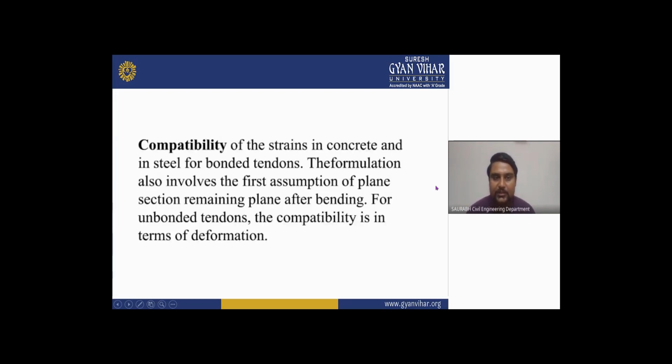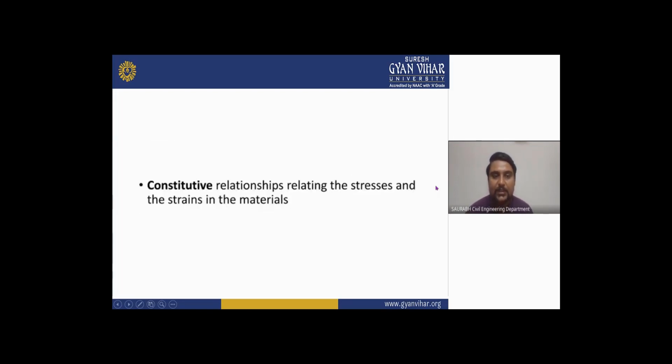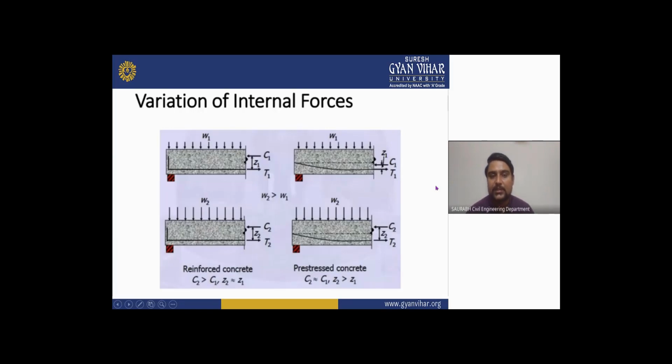And next point is compatibility of the strain in concrete and steel for bonded tendon. The formulation also involves the first assumption of plane section remaining plane after bending. For the unbonded tendon, the compatibility is in terms of deformation. And the relationship relating stress and strain in the materials. As you can see, this is the variation of internal force, which acts in the form of force in the concrete, as you can see here.